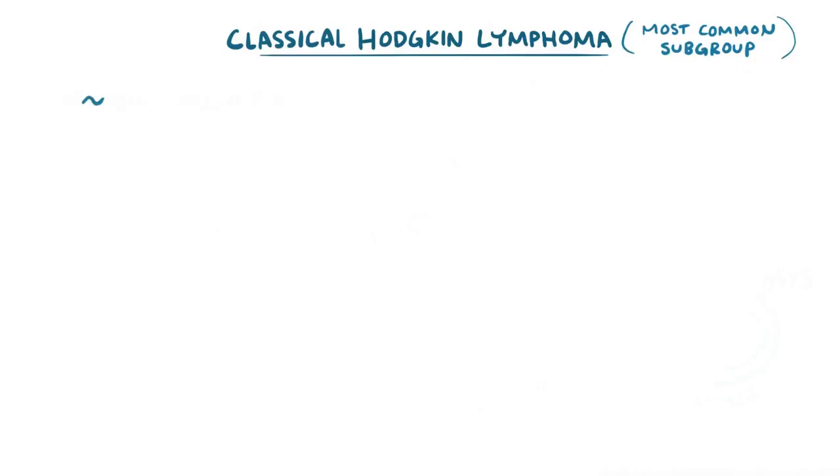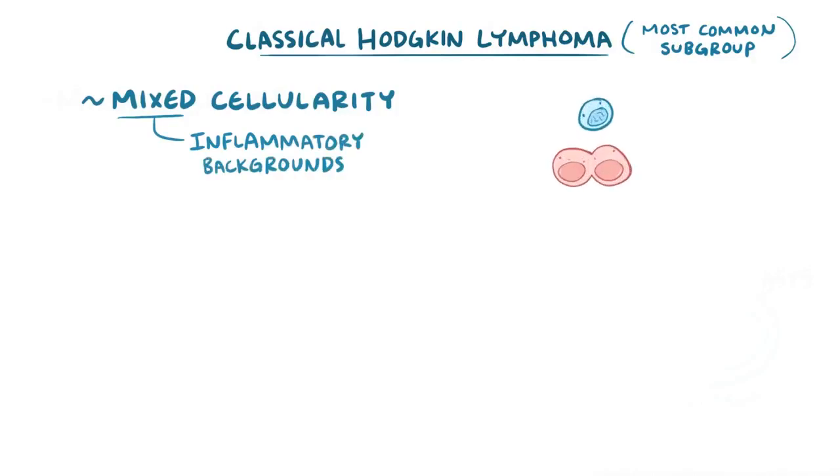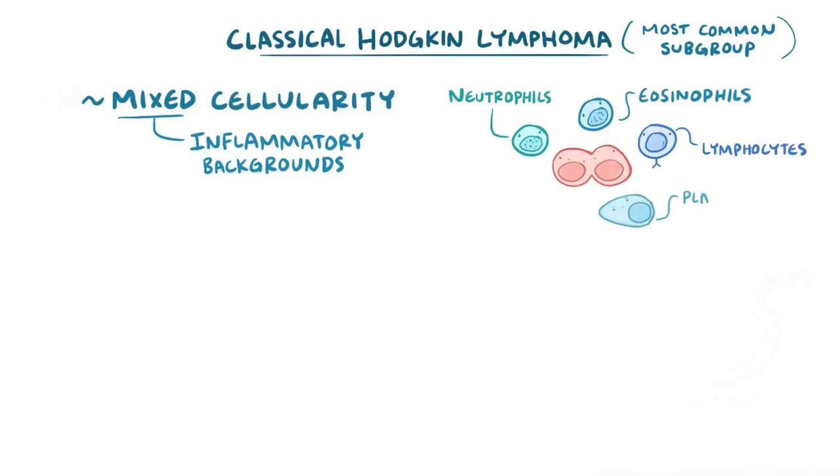The second most common type is mixed cellularity Hodgkin lymphoma, and this is named for the mixed inflammatory background composed of variable numbers of eosinophils, neutrophils, lymphocytes, plasma cells, and histiocytes that all surround the Reed-Sternberg cells.